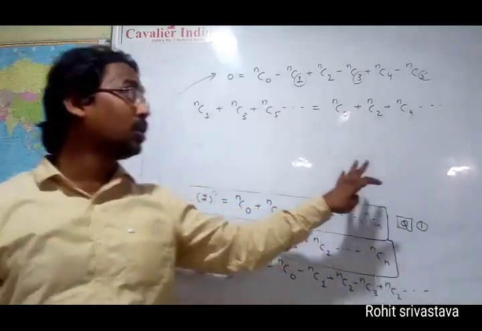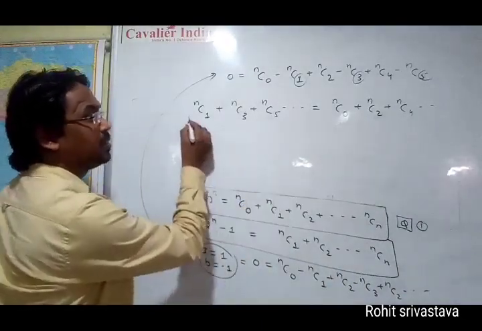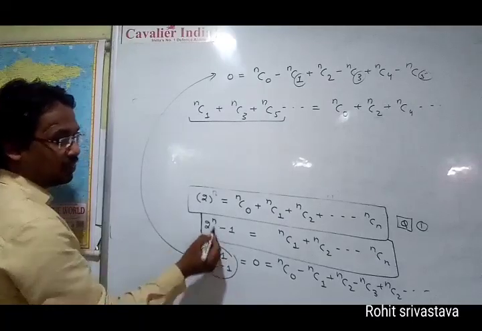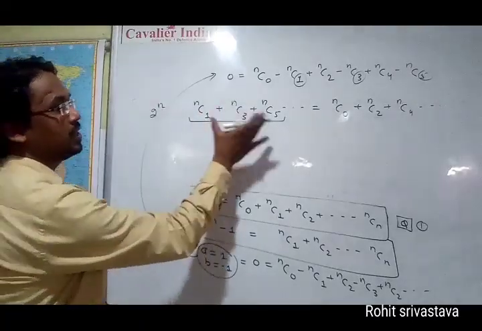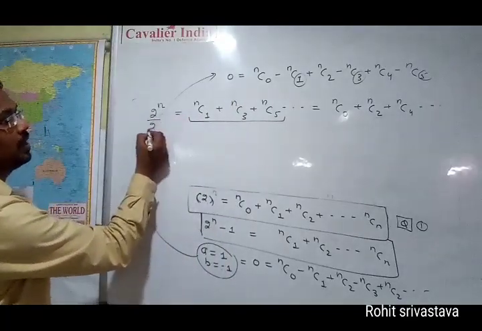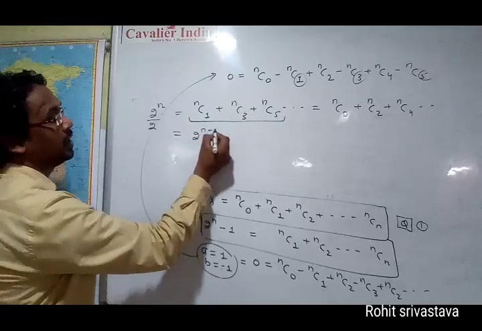When you know that half went here and half went there, the total sum is equal to 2 to the power n, and when it is half, its half will be half. It means it will be equal to 2 to the power n minus 1.